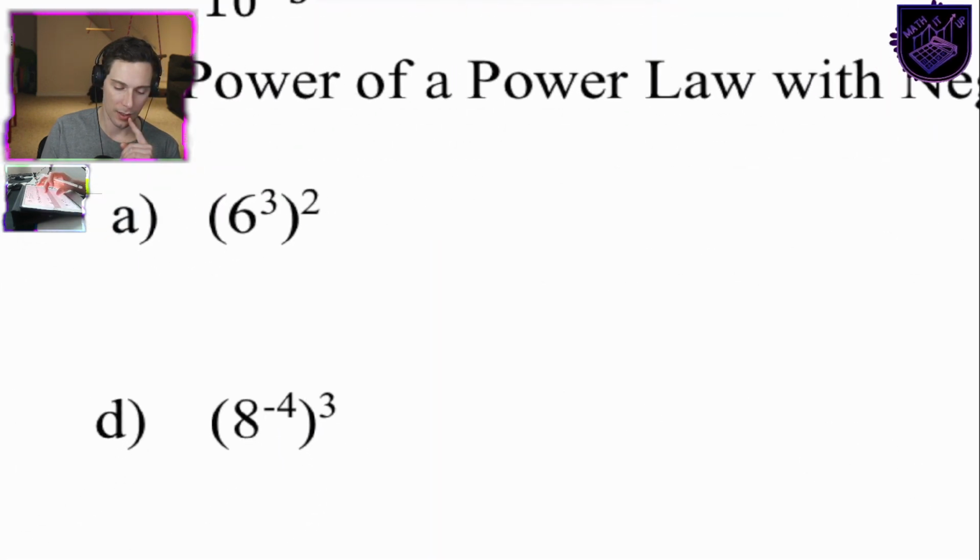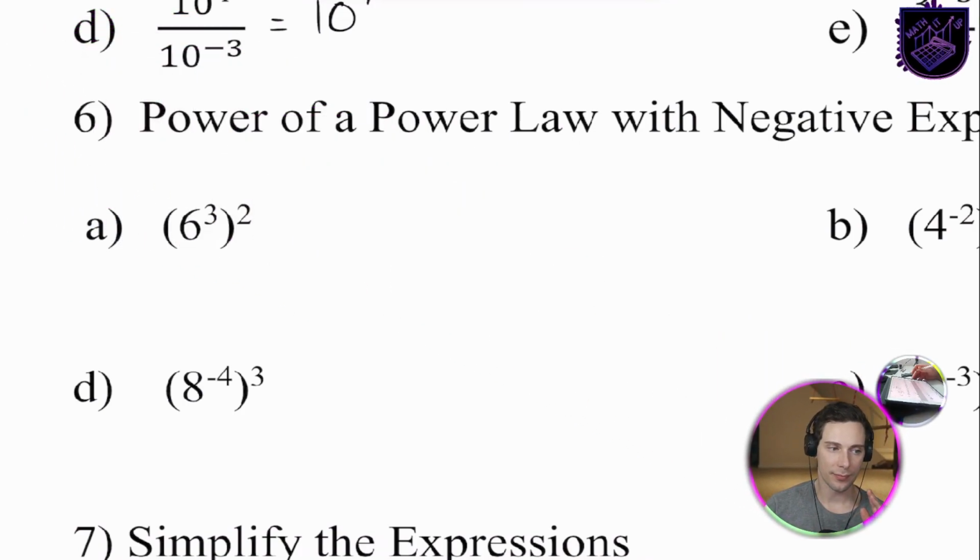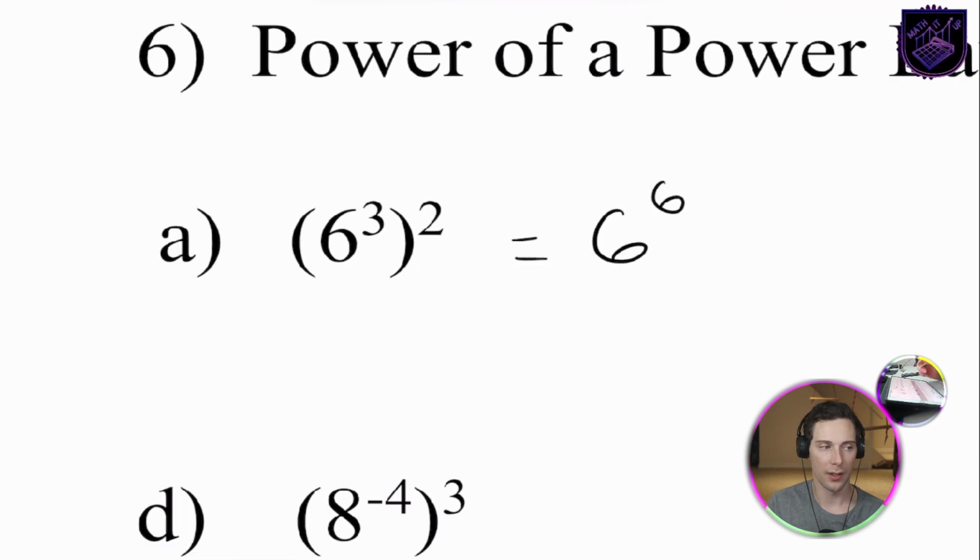Okay. Power of a power law. And we're multiplying our exponents together, but we're also going to throw some negative exponents in here. Power of a power law. So this is equal to 6 to the power of 3 times 2, which is 6, right? 6 to the power of 3 times 2, which is 6.